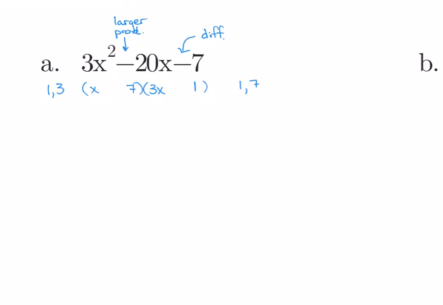Instead of the larger number being negative, we want to make sure our larger product is negative. So if we look at our outsides and our insides, x times 1 is x. 7 times 3x is 21x. And now which one's larger, my outsides or my insides? As my insides are larger, I'm going to make my 7 negative, and I'm going to make my 1 positive.